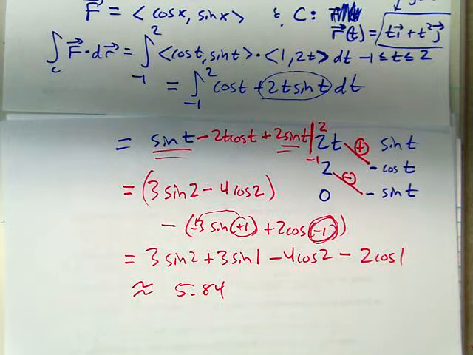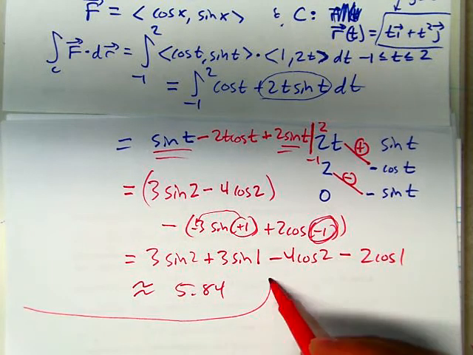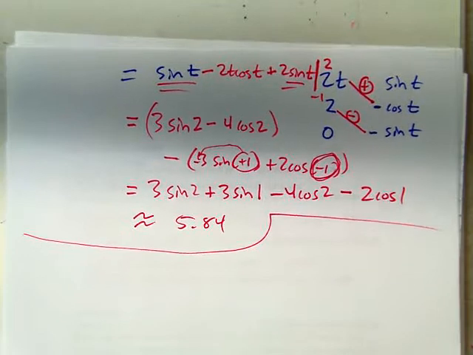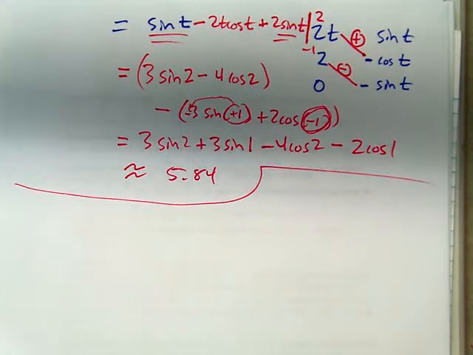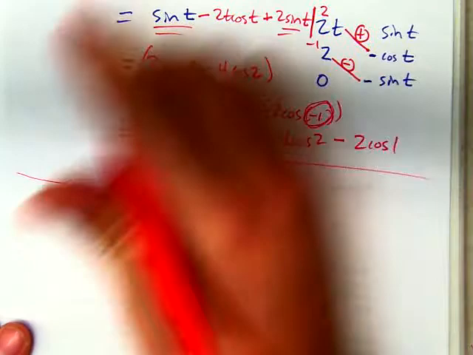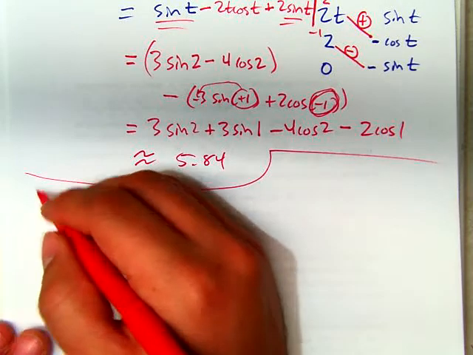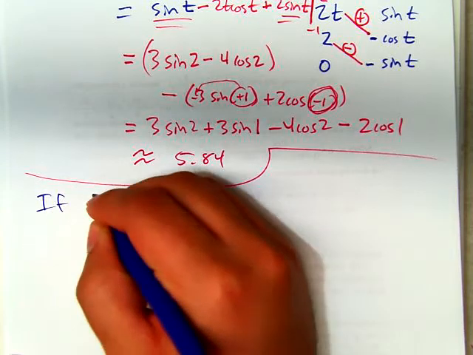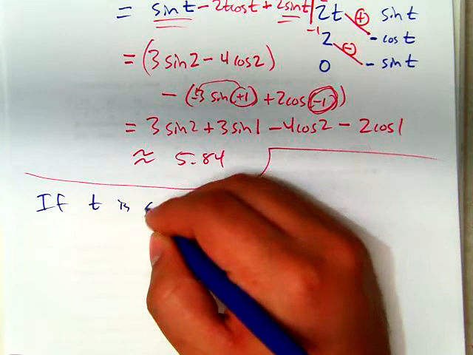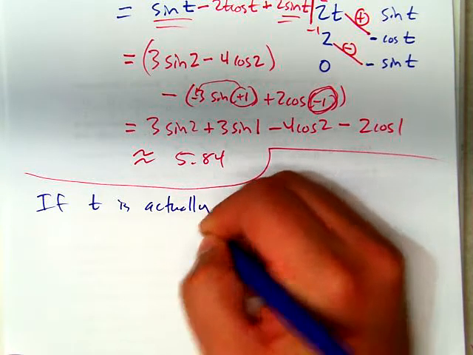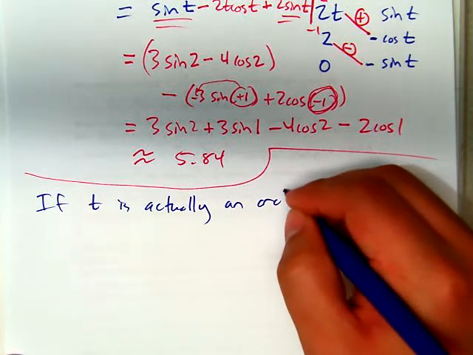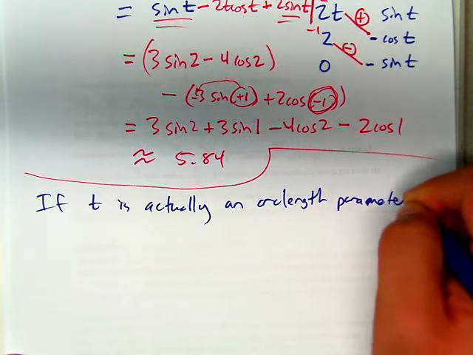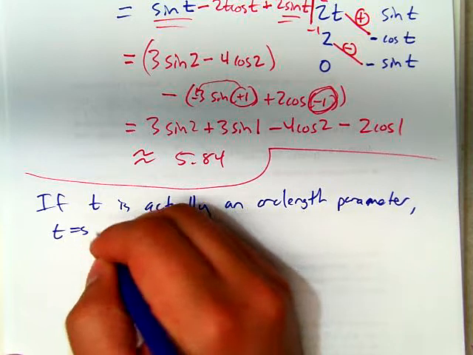Okay? So now let's move on to more of an interpretation, okay? Let's say we have a specific parameterization. Let's say t is actually an arc length parameter, in other words, t equals s.